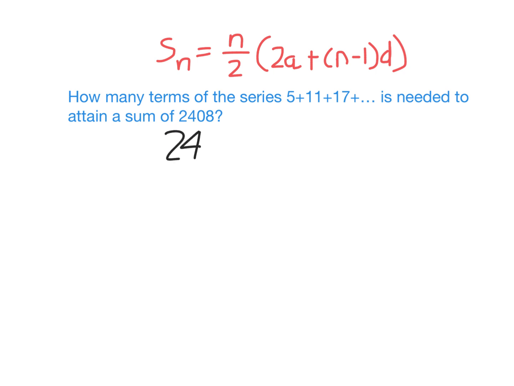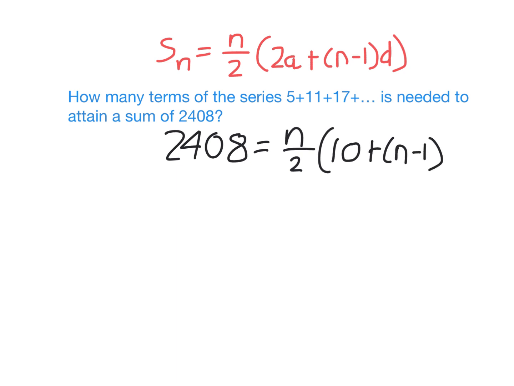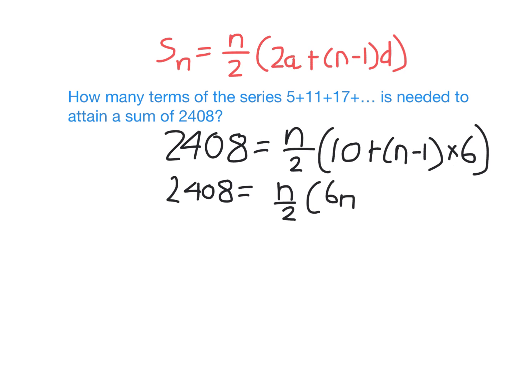We're going to substitute those into the formula and then rearrange to find n. We have S, n, we don't know n though. So the sum equals n over 2, 2 times a, so 2 times 5, plus (n minus 1) times d. Now you can see clearly that each successive term increases by 6, so d is equal to 6. Let's just make this a bit easier to work with. So 2408 equals n over 2. If I expand the brackets here and collect like terms, I get 6n. I get 10 minus 6, which is 4.